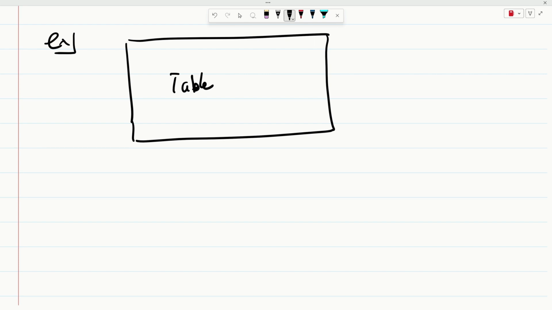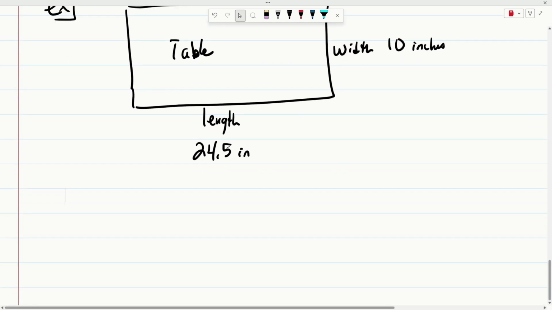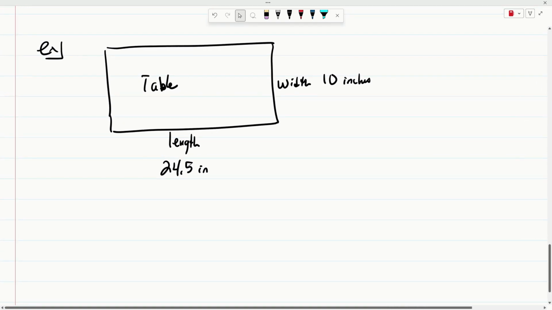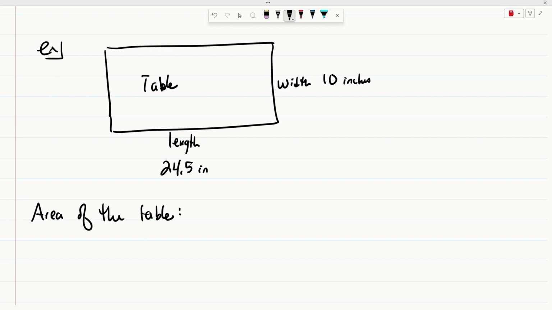Now, you measured the length to be 24.5 inches. You measured the width to be 10 inches. Okay? Now, if you wanted to find the area of the table, we know area is length times width, correct?